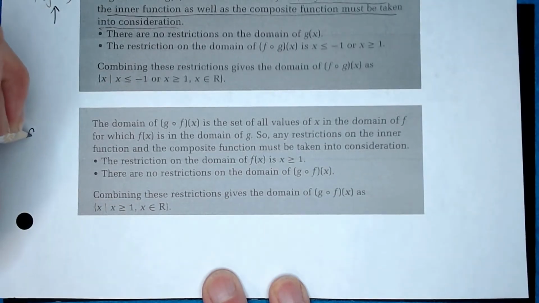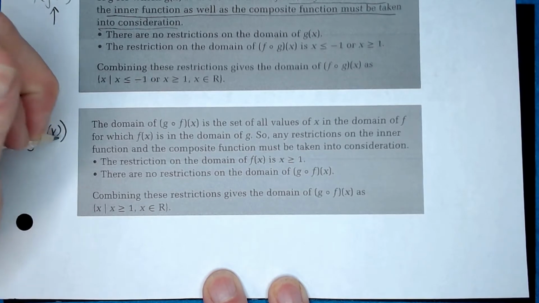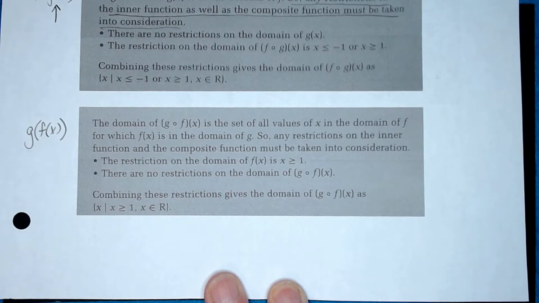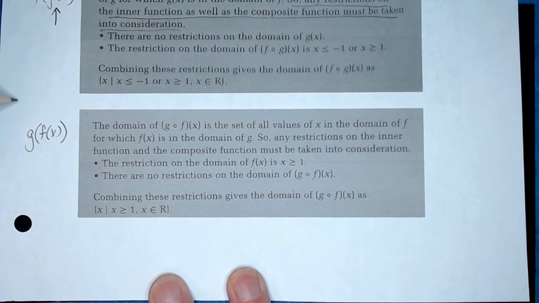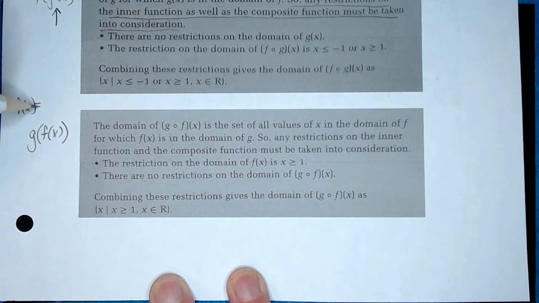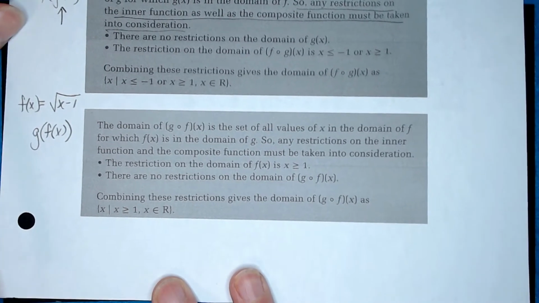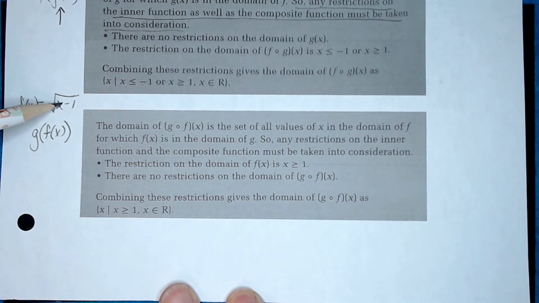In the second part here, we're talking about g of f of x. Now, we want to look at f of x and think, is there any restriction in that function? Remember that f of x is equal to root x minus 1. So, of course, we know that x must be greater than or equal to 1 to give us a value that's larger than 0. So that's a restriction on the domain in f of x.